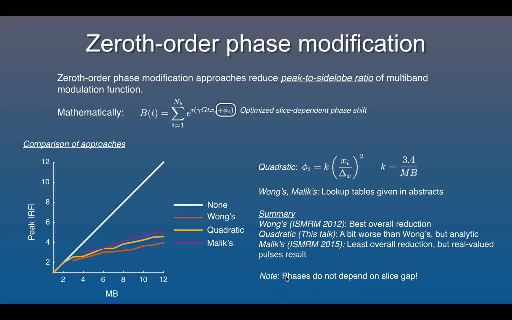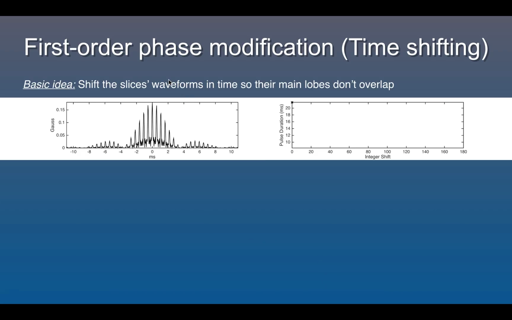One interesting thing to note here is that the phases do not depend on the slice gap. So you can calculate a table of these once and use them for every slice gap that you might run into in practice. Moving up one order in spatial phase profile, we get the time-shifting method. So now we're looking at linear phase profiles.